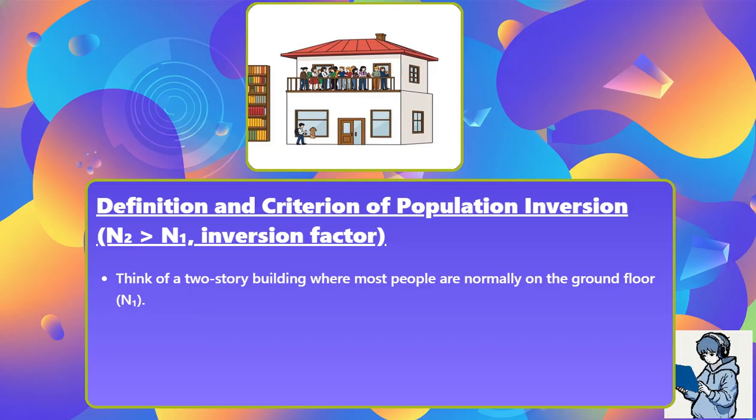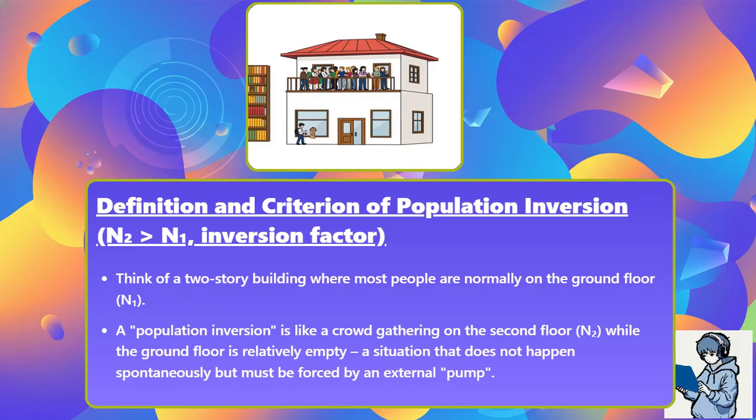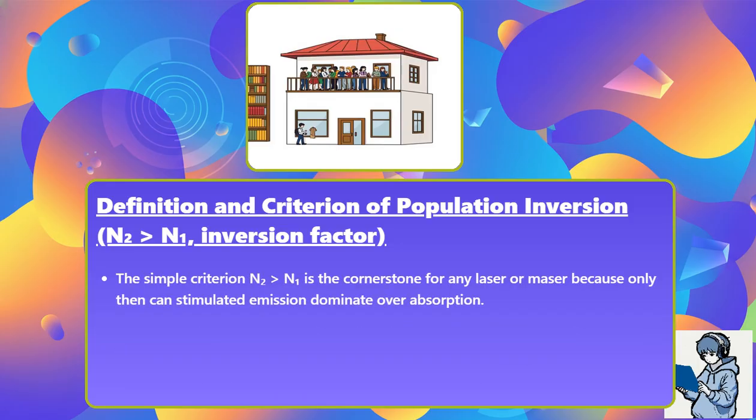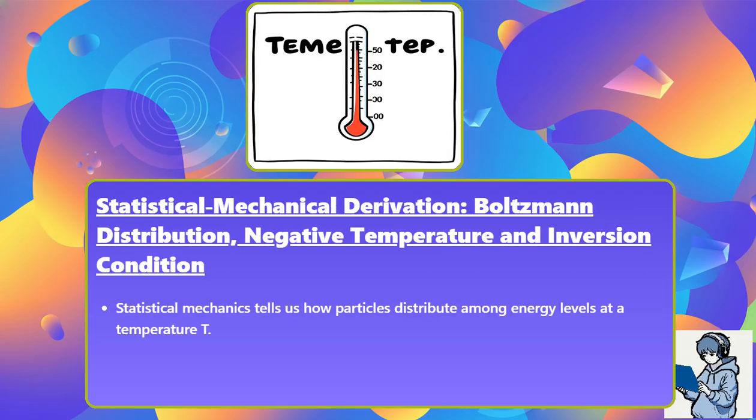Think of a two-story building where most people are normally on the ground floor N1. A population inversion is like a crowd gathering on the second floor N2 while the ground floor is relatively empty, a situation that does not happen spontaneously but must be forced by an external pump. The simple criterion N2 greater than N1 is the cornerstone for any laser or maser, because only then can stimulated emission dominate over absorption. Statistical mechanics tells us how particles distribute among energy levels at a temperature T.